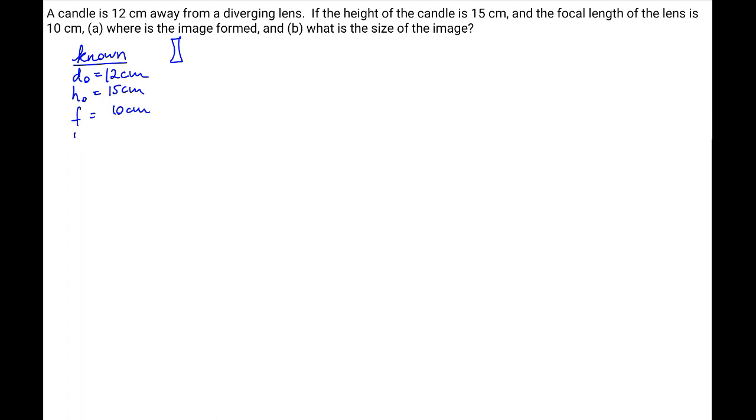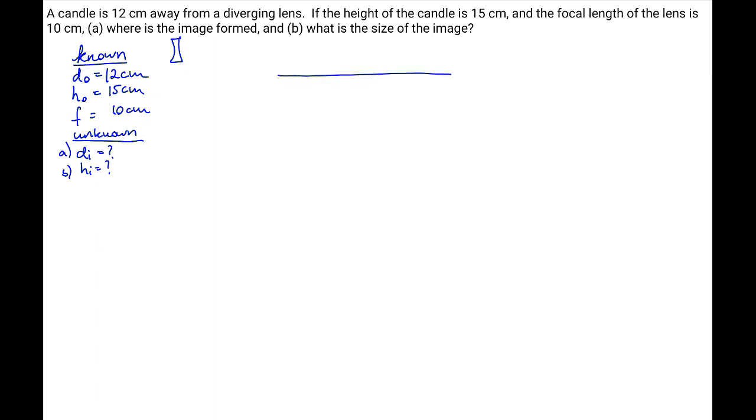The unknowns are: where is the image formed, so that would be the image distance, and what is the size of the image, so we're looking for the image height. So let's draw a picture of this.